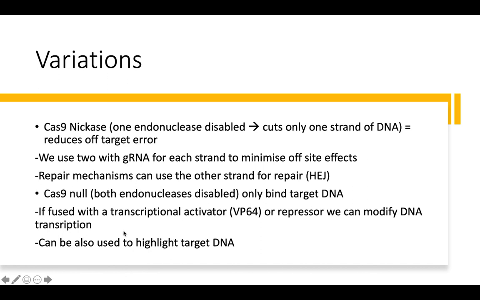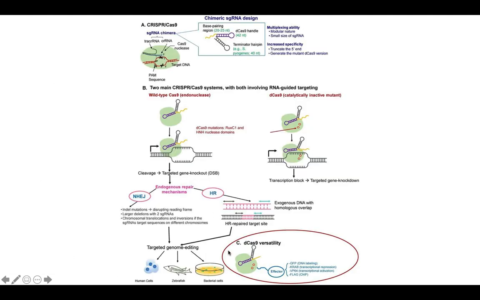But the neat thing is you can fuse this Cas9 that has no endonuclease with a transcription blocker, and it can block the gene from transcription. You can also add VP64, which is a transcriptional activator, which will activate transcription. So if you have a gene whose problem is that it is not being transcribed, you add Cas9 with VP64, and it will come and transcribe the gene. Or if you have a gene you want to stop, you can do that with KRAB, which is a transcriptional repressor. So all these are applications of the Cas9 system.